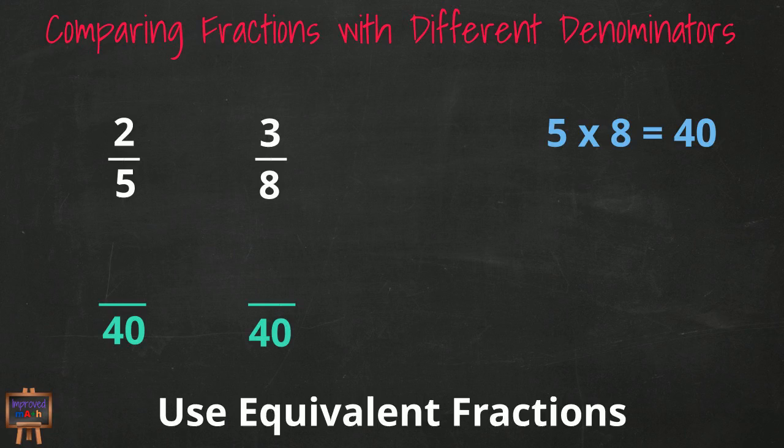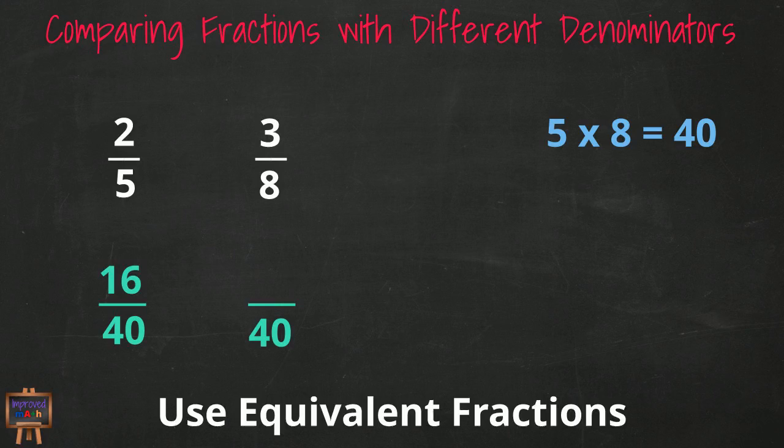2/5 can be converted into an equivalent fraction of what number over 40? By looking at how many times 5 goes into 40, the answer is 8. 8 times 5 is 40. To make equivalent fractions, what you do to the top, you must also do to the bottom. So 2 times 8 would be 16. We then write our first fraction over again to be 16 over 40, as it is equivalent to 2 over 5.